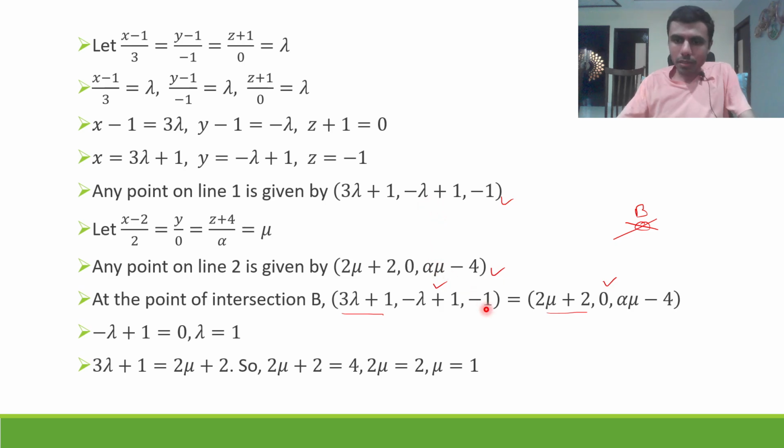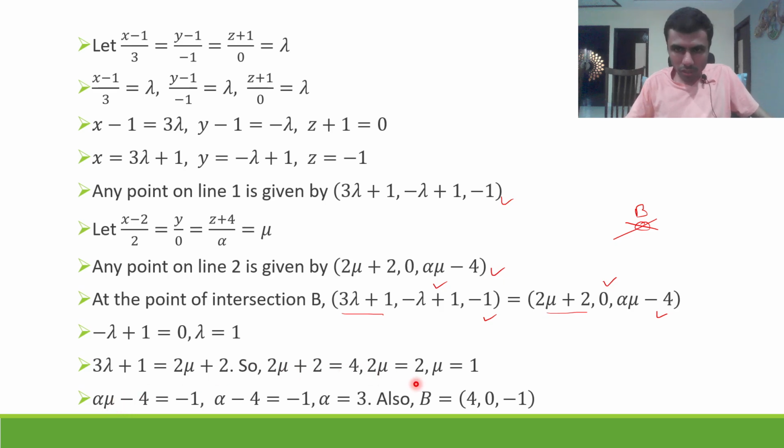Next, now compare this and this. Alpha mu minus 4 is minus 1. Mu is 1, right? So alpha into 1 minus 4 equal to minus 1. Alpha minus 4 is minus 1. So alpha will be 4 minus 1, which is nothing but 3. So I got my alpha.